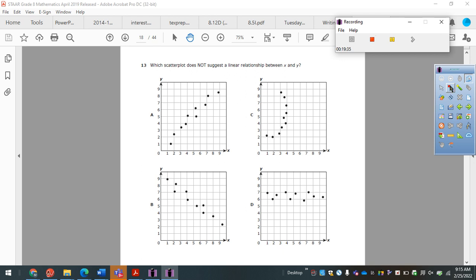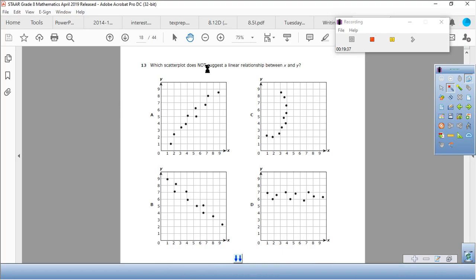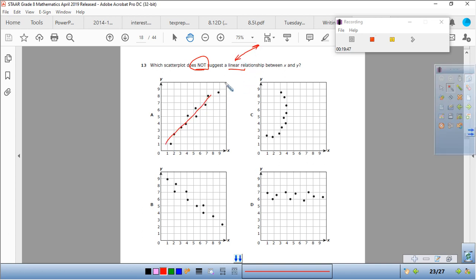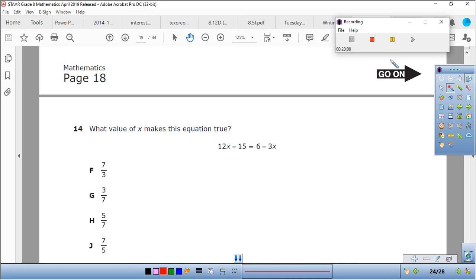I think they're too easy. See? Not is a key word. Linear. So linear means like a straight line. Okay? The straightest line that you can see, it's straightish. This one has a little curve. So I see the answer.